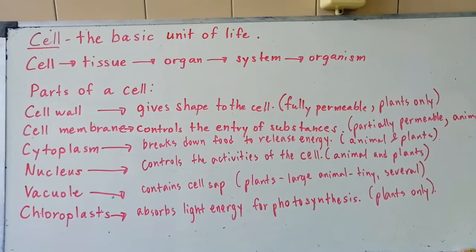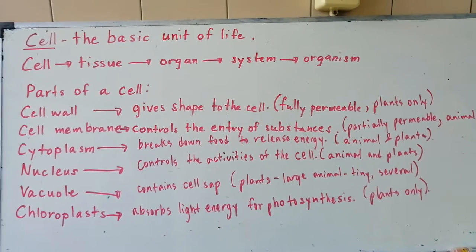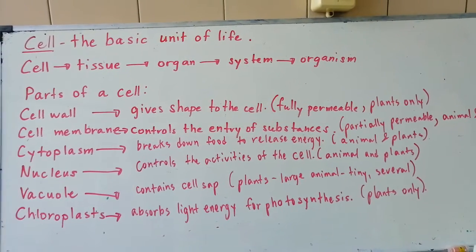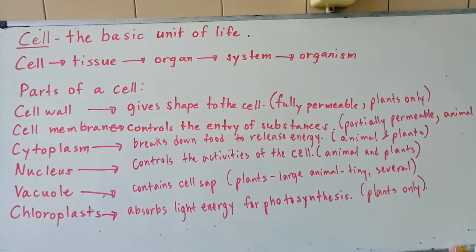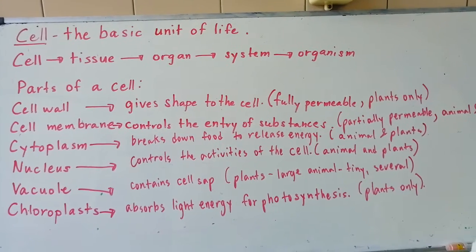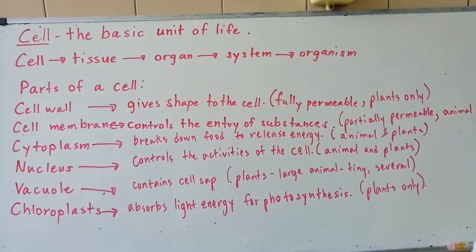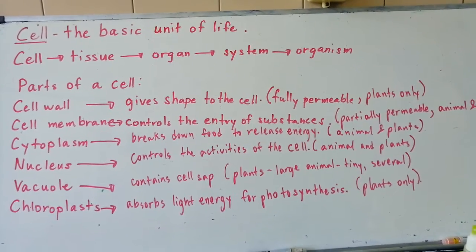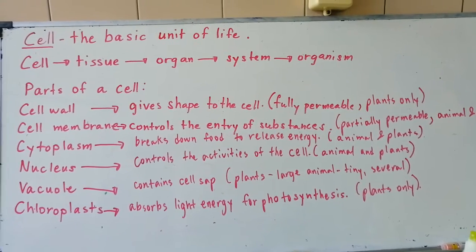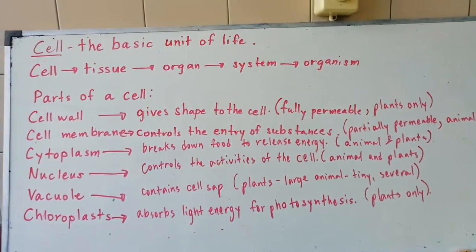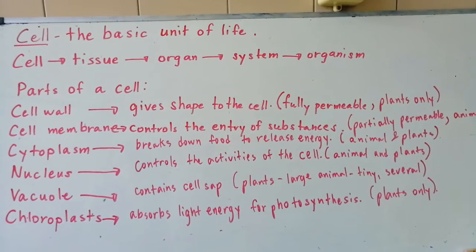An example of a cell is an animal cell. An example of tissue is the cardiac muscle tissue. An example of an organ is the heart, and the heart belongs to the transport or circulatory system. An example of an organism is a human being. These are the different parts of a cell.